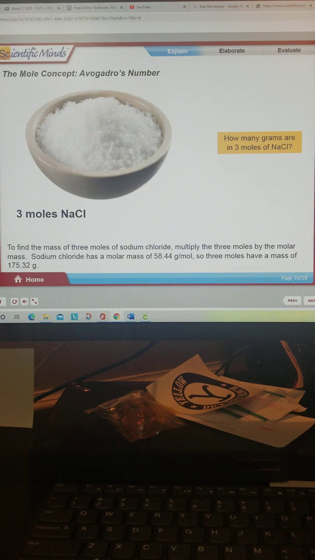To find the mass of 3 moles of sodium chloride, multiply the 3 moles by the molar mass. Sodium chloride has a molar mass of 58.44 grams per mole, so 3 moles have a mass of 175.32 grams.